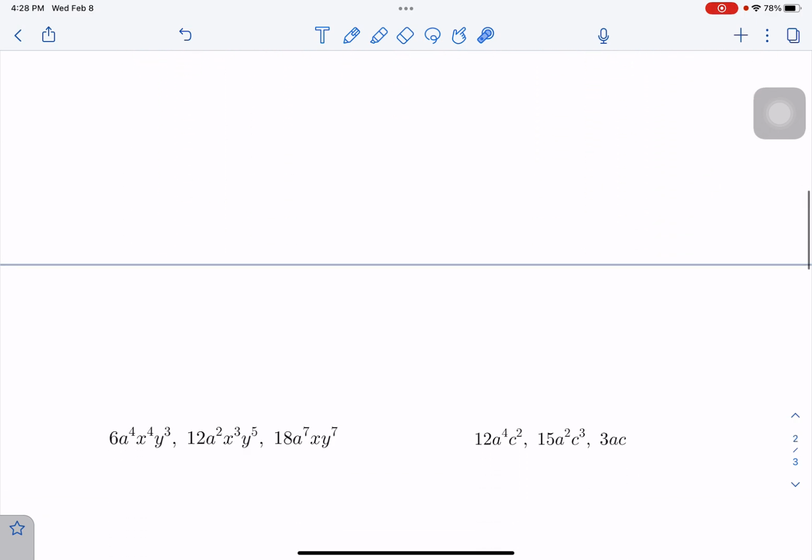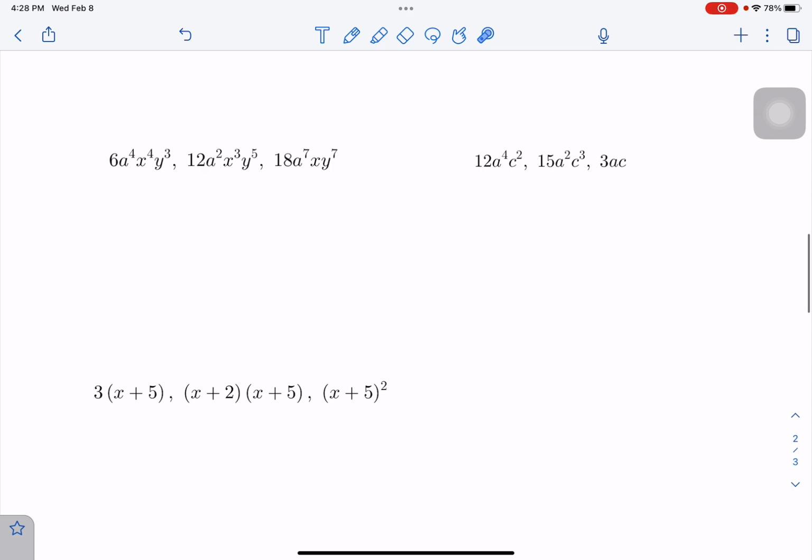All right, moving on. Let's do another one, getting more interesting. So I've got a 6, a to the 4, x to the 4, y to the 3. Looking at the number part first, let's streamline what we're doing. Let's make this the GCF in terms of the numbers. So I've got a 6 and a 12 and an 18. Well, a 6 goes into all of them. So it's going to be 2 times 6 and it's going to be 3 times 6.